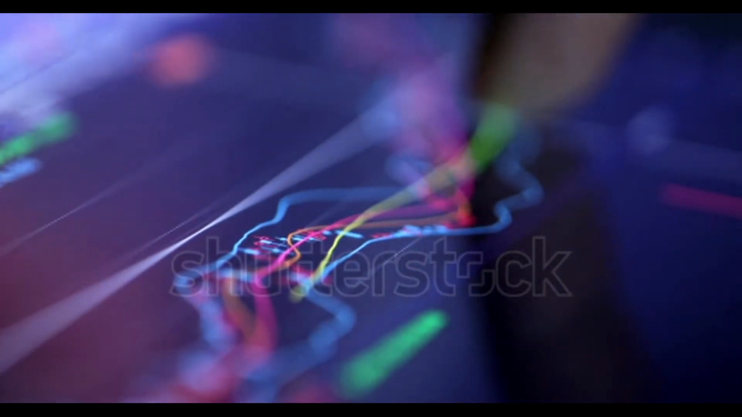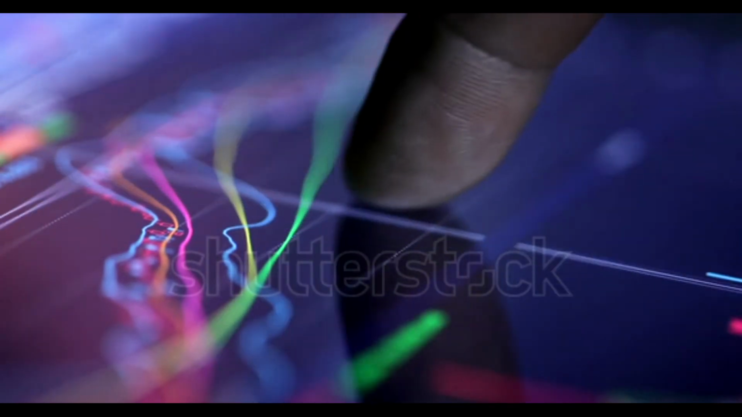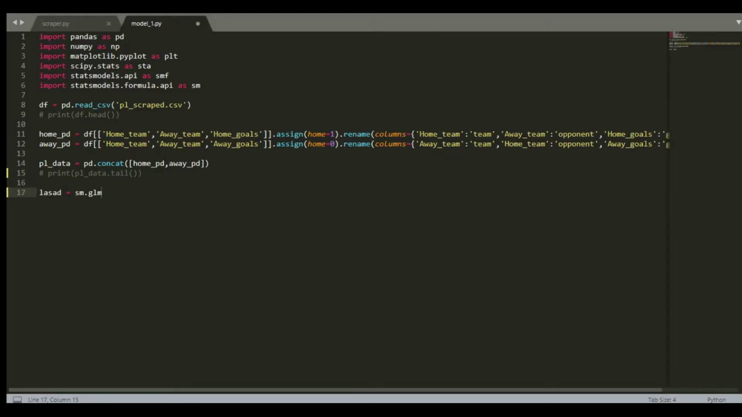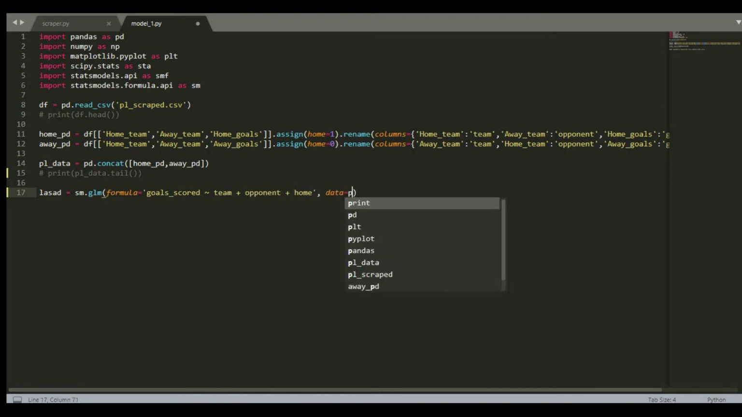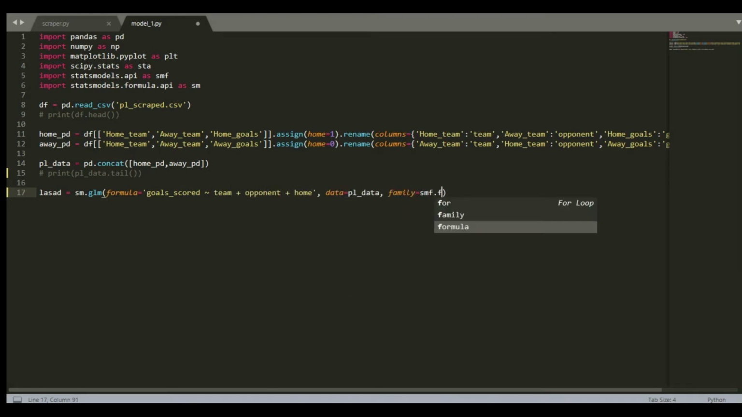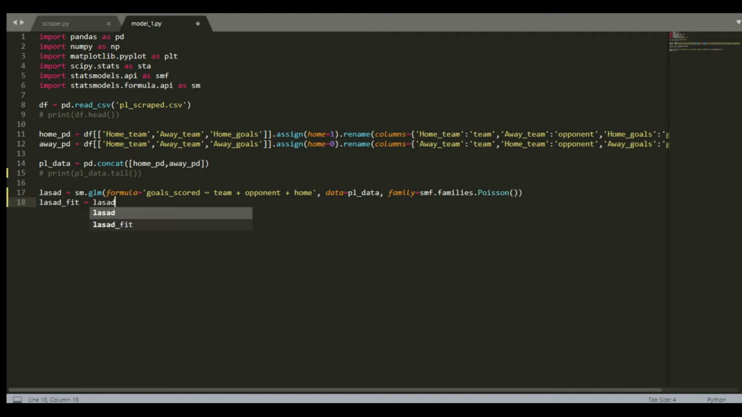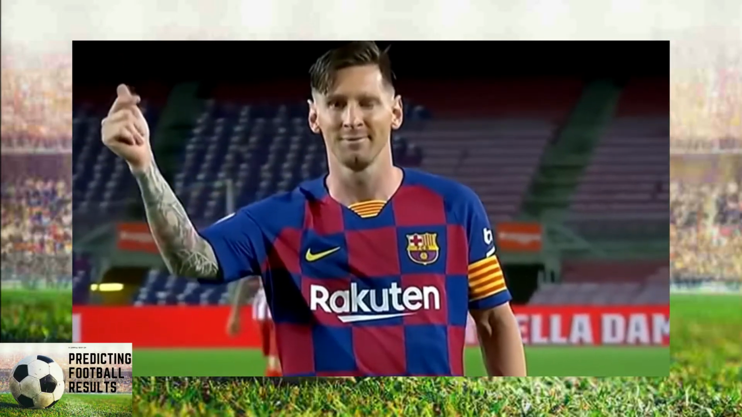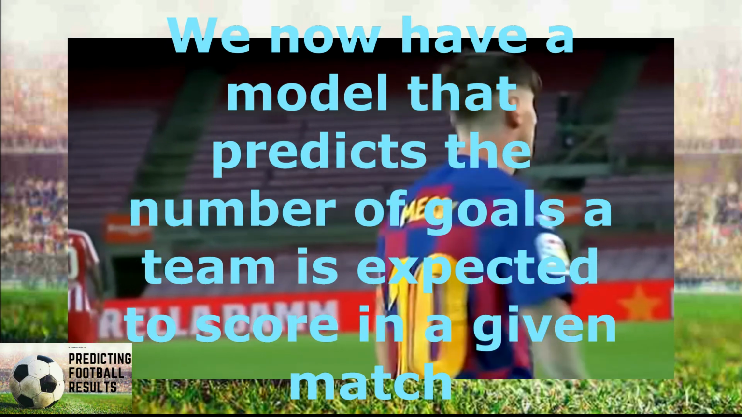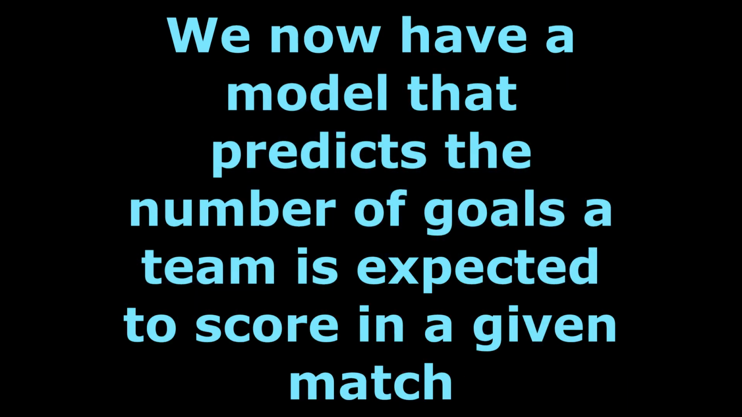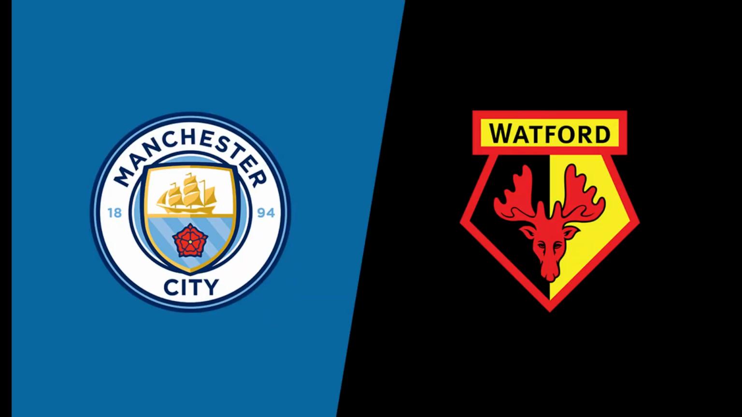Now, those of you interested in the statistics, all 2 of you, what I did is I fit a GLM model with a log-link function. Let's train our algorithm using the data that we've collected. And voila, it's ready to go. Let's look at an example. Say Man City versus Watford.